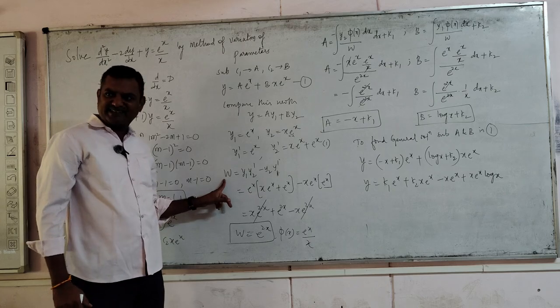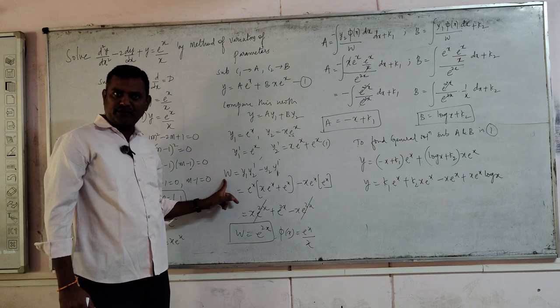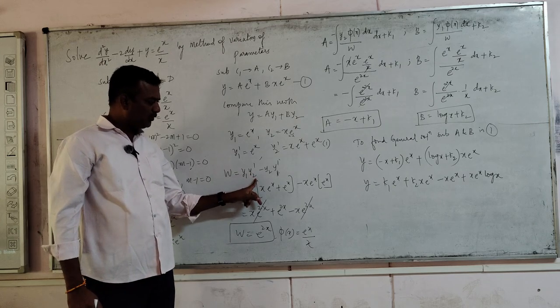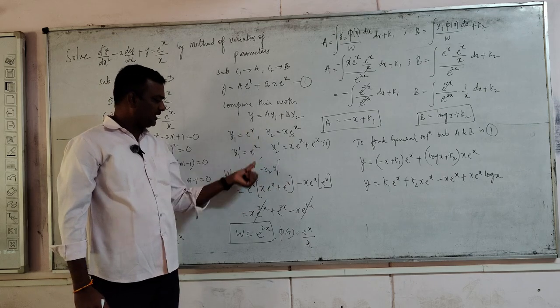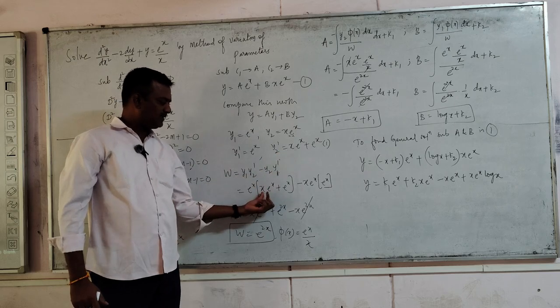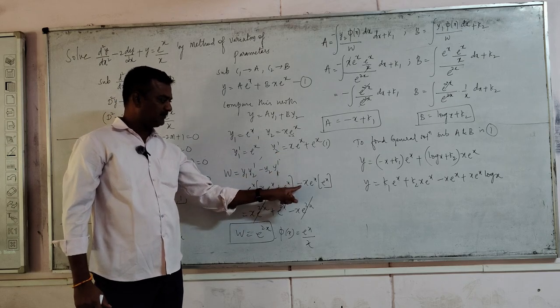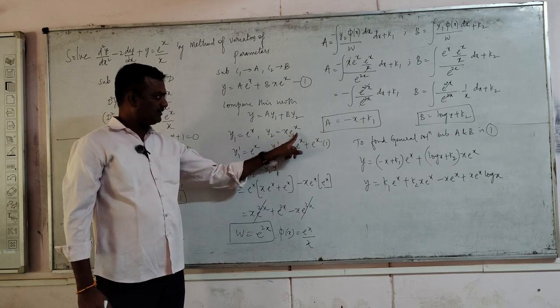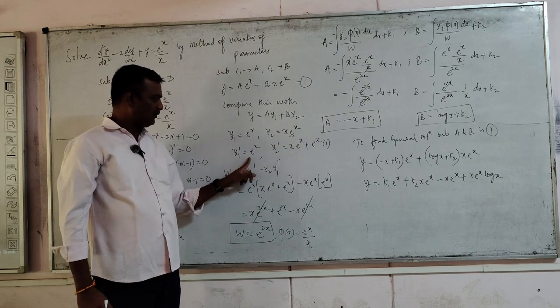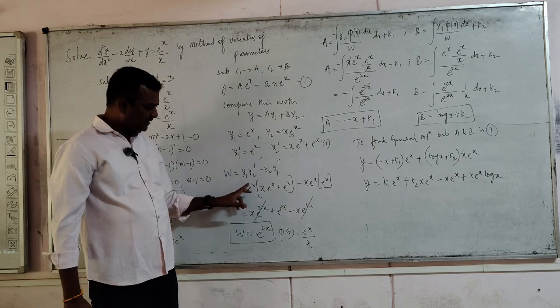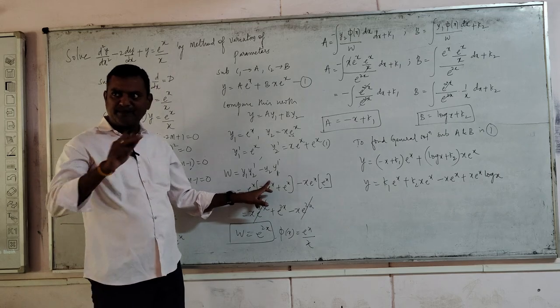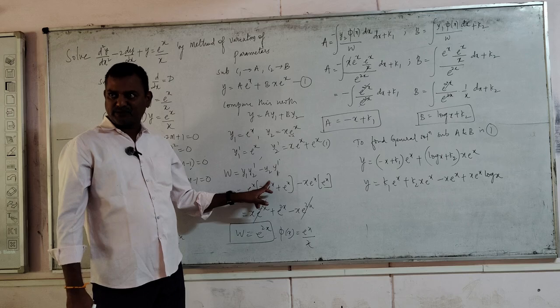Next we find the Wronskian. What is the Wronskian of y1 and y2? It is y1 into y2 dash minus y2 into y1 dash. Just substitute: e raised to x into (x e raised to x plus e raised to x), minus y2, which is x e raised to x, into y1 dash, which is e raised to x. Just multiply: e raised to x into e raised to x. When bases are the same, powers are added, x plus x is 2x.